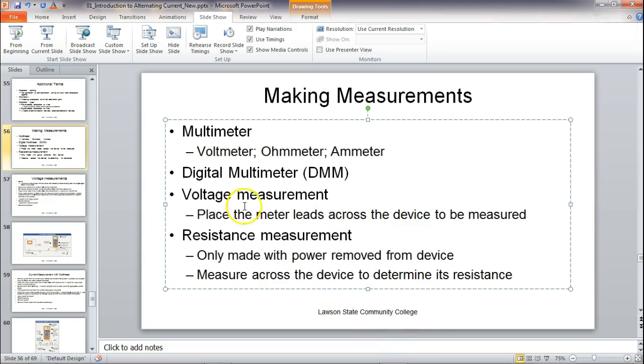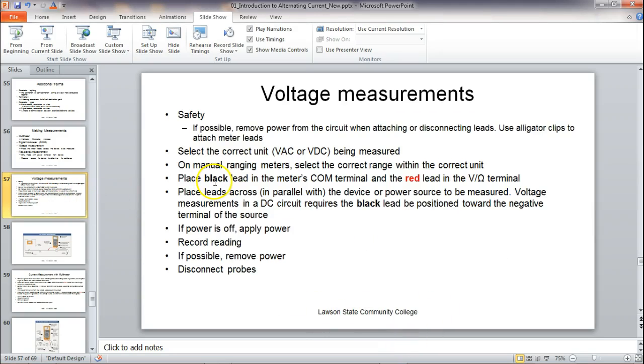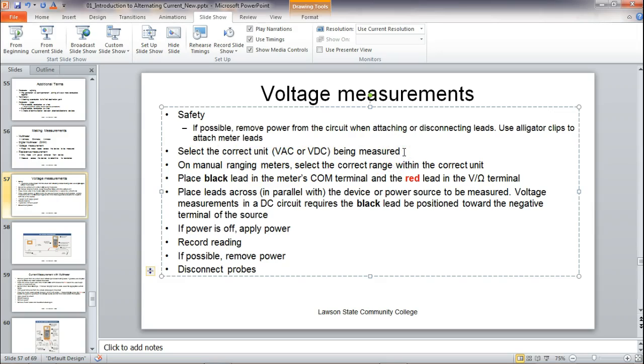So these are the way we connect our meters. For safety, for voltage measurements, if possible, remove power from the circuit when attaching or disconnecting leads. Use alligator clips to attach meter leads. Select the correct unit, AC or DC, being tested on your meter.